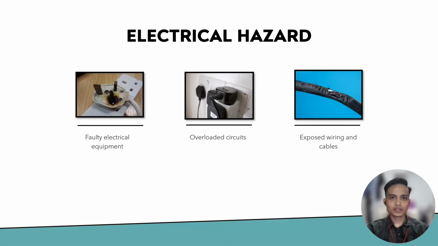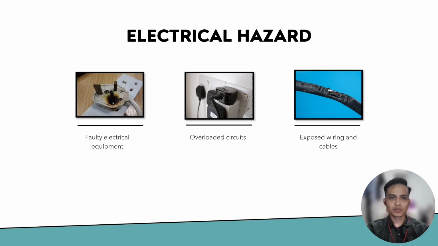The next hazard is electrical hazard. One common electrical hazard is faulty electrical equipment. Malfunctioning or defective printers, power supplies, or cables can pose serious risk. To address this, regular inspections and maintenance of all electrical equipment should be conducted. Overload circuits are another electrical hazard to consider. Connecting too many devices to a single power source can lead to overheating and potential electrical fires. Preventing circuit overloads involves calculating the power requirements.